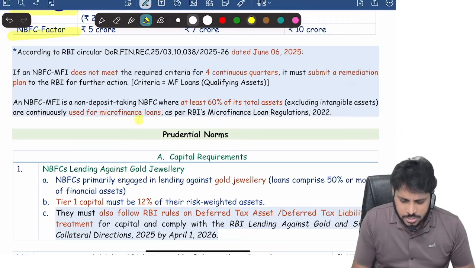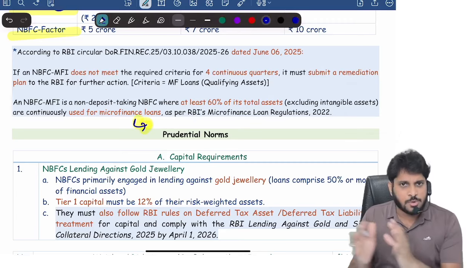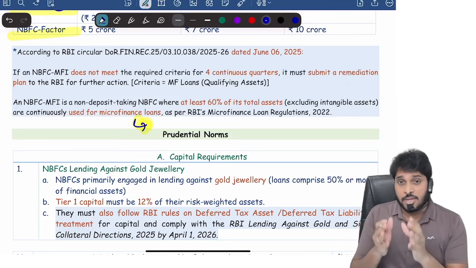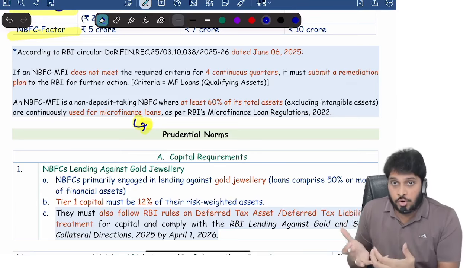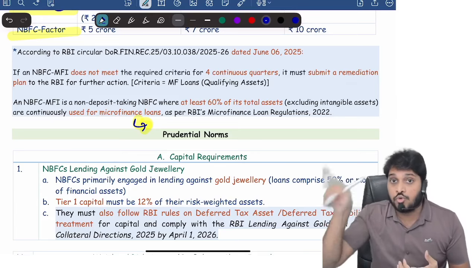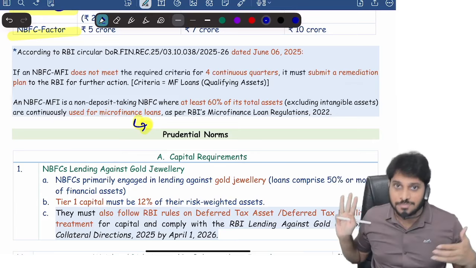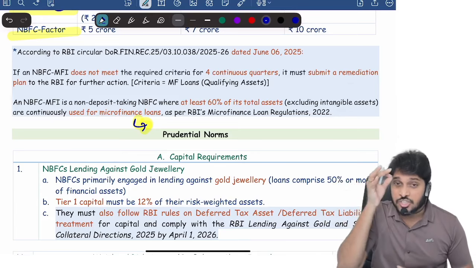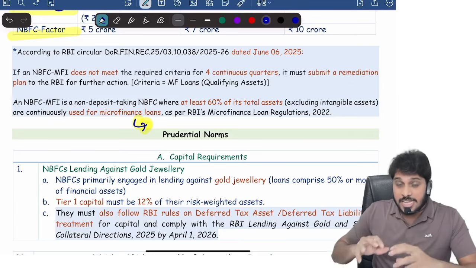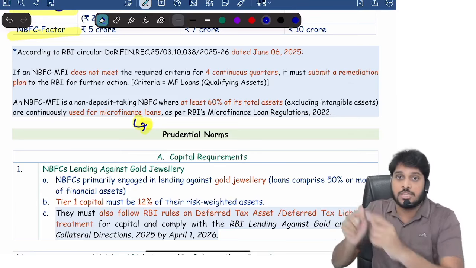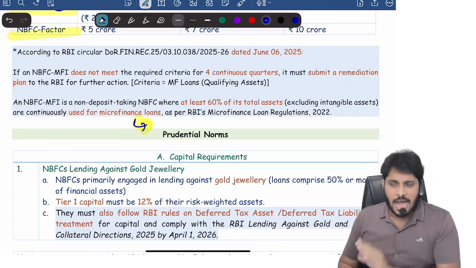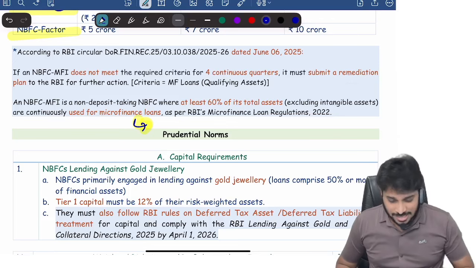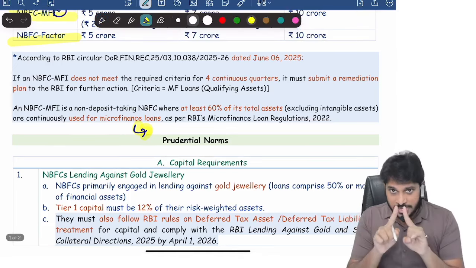What is a microfinance loan? It is not given even in our ICA book, but just for your understanding I'll tell you. A microfinance loan is an unsecured loan given to an individual whose household income does not exceed 3 lakh rupees. This is the latest definition. If the household income of the borrower does not exceed 3 lakh rupees, then any unsecured loan given to him is called a microfinance loan. And microfinance loans are generally given predominantly by microfinancial institutions. That's it. Now that is one definition which is added.